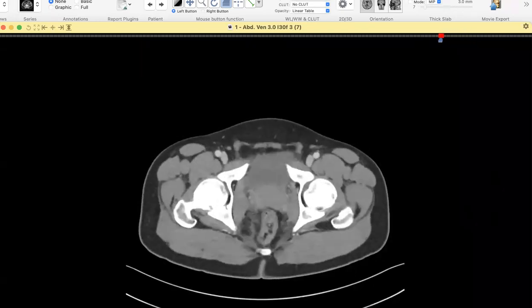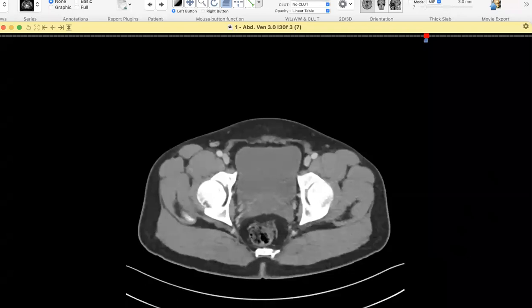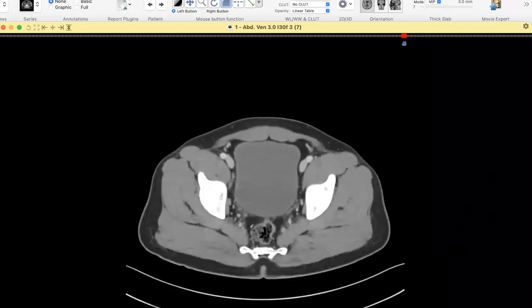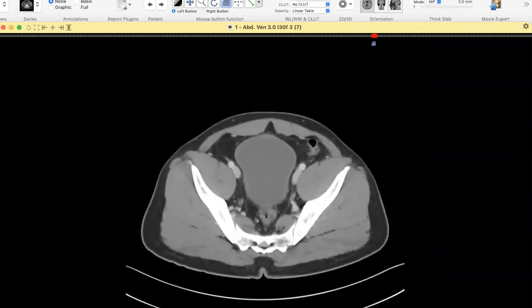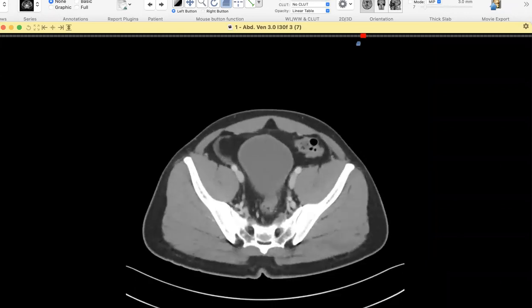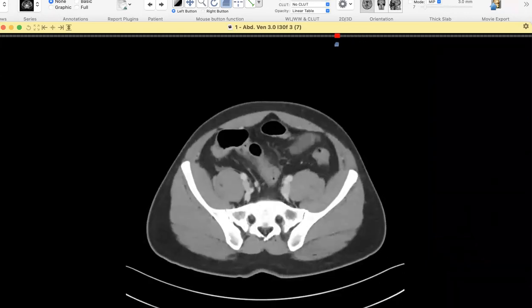This is actually a CT enhanced study of the abdomen and pelvis in the portovenous phase. I will take a look first.